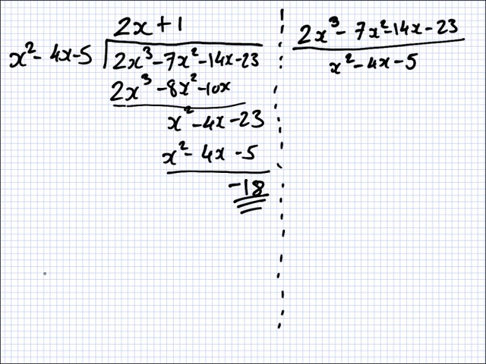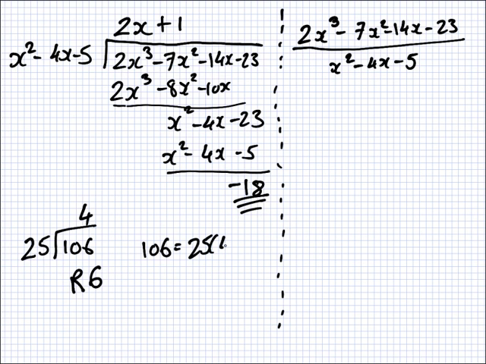Okay, so here's the trick. Suppose, for example, I said 25 divided into 106. That goes 4 times, and it gives me a remainder of 6. You have 6 left over. Okay? So if you look at this, you could say 106 equals 25 times 4 plus 6.